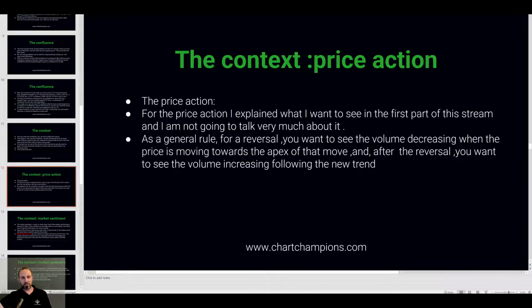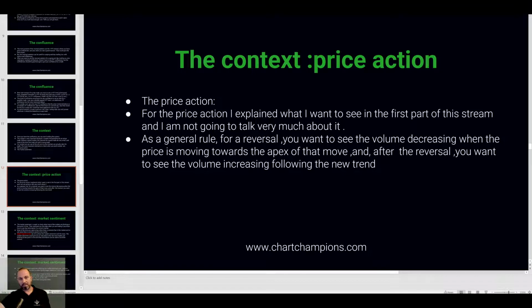But as a general rule, for a reversal, you want to see the volume decreasing when the price is moving towards the apex of the move. And after the reversal, you want to see the volume increasing following the new trend. So what that means, let's say, once again, you're looking for a long, right? So you want to see the price moving towards your confluence area. So the price moving to the downside with decreases in volume. And after the reversal, you want to see increases in volume, and if possible, increases in open interest, increases in positive delta, open interest, and so on.